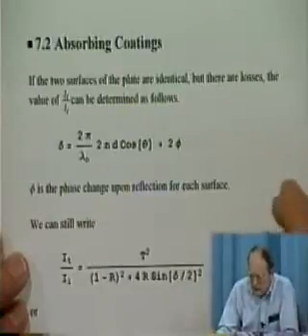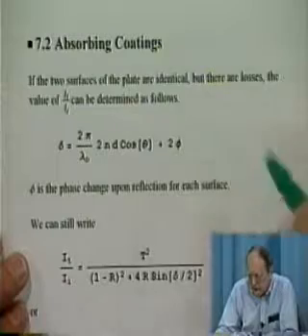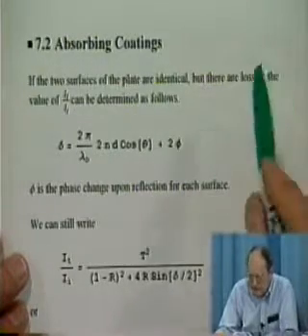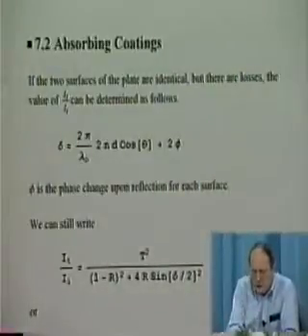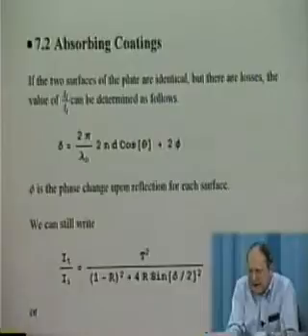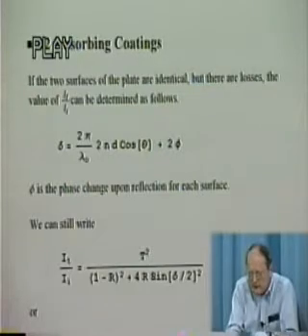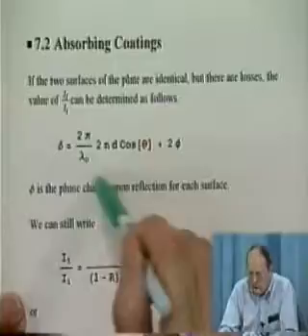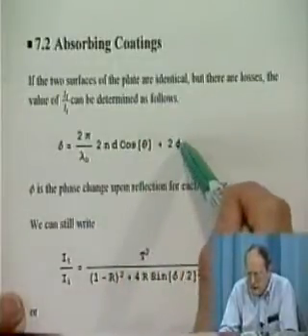And often on these coatings, you have a loss. It's not dielectric. You have probably some phase change on reflection. And to make life simple, I'm going to say the two mirrors making up our cavity are identical. So I have the same phase change on reflection for these two mirrors. And so we could write here that delta is the phase we get due to propagation through the material plus the phase change on reflection.